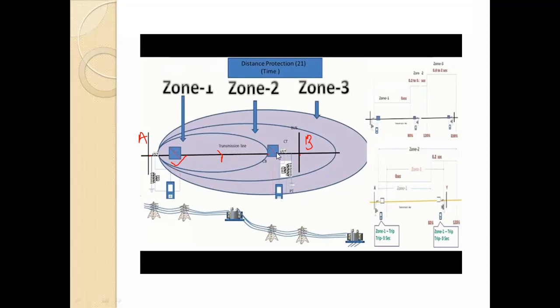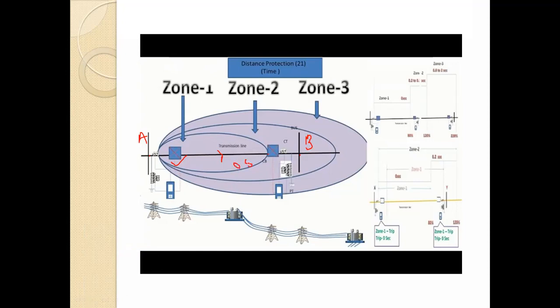Now the remaining line, whatever is remaining from this point A to B, almost 20% of the line is remaining, and that is covered in this zone 2. For this zone 2, we are setting some time. Actually in zone 1, as I told you, the time is only 0 seconds.